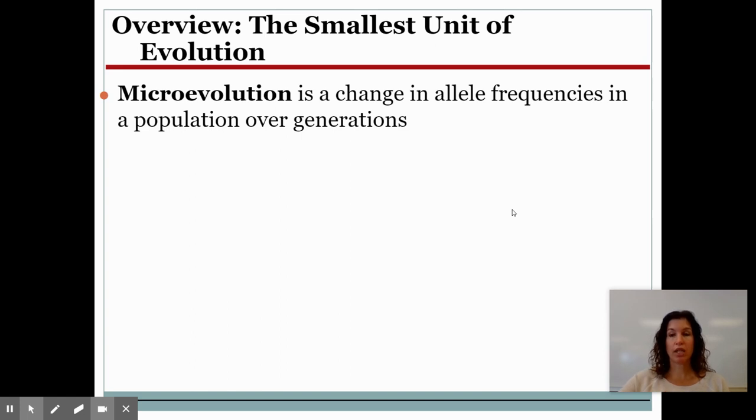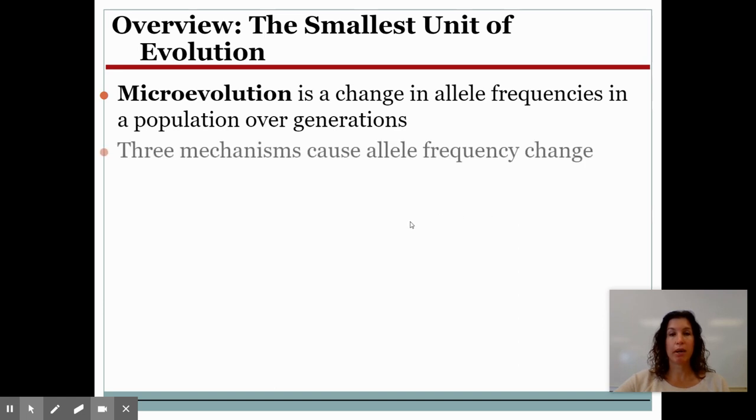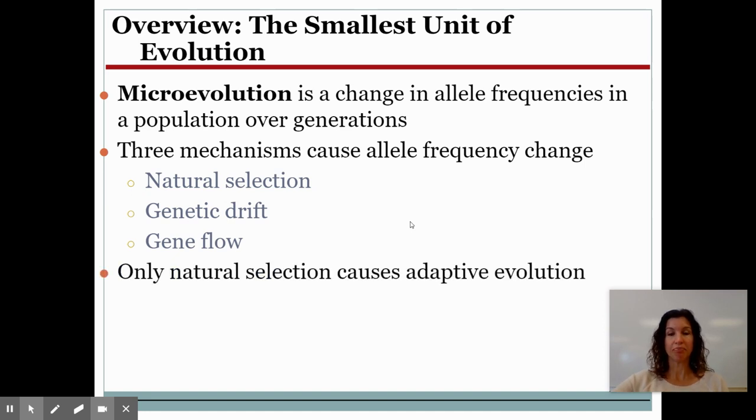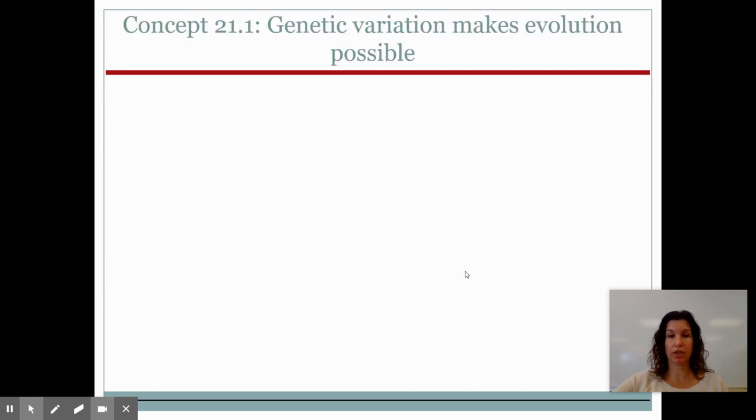Microevolution is what we were talking about with the example of the finches. It is a change in allele frequencies in a population over generations. And 3 mechanisms cause allele frequencies to change. Natural selection is one of them, so that's what our focus has been on so far. There's also genetic drift and gene flow. Those are the other 2 that we're going to focus on during this chapter. Only natural selection causes adaptive evolution.